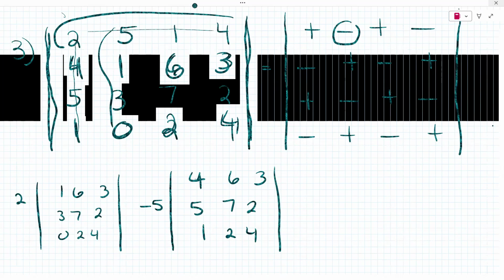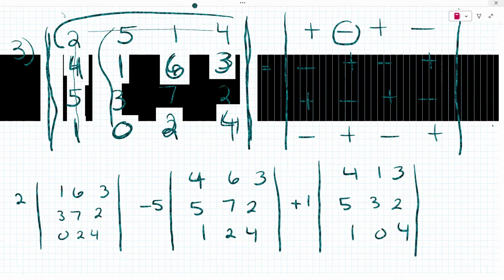The next one is 1. 1 has a positive sign, so it's going to be +1. Ignore the rows and columns with 1, so you're left with 4, 1, 3, 5, 3, 2, 1, 0, 4. The next one is 4, and that has a negative sign, so it's -4. And you're left with 4, 1, 6, 5, 3, 7, 1, 0, 2.